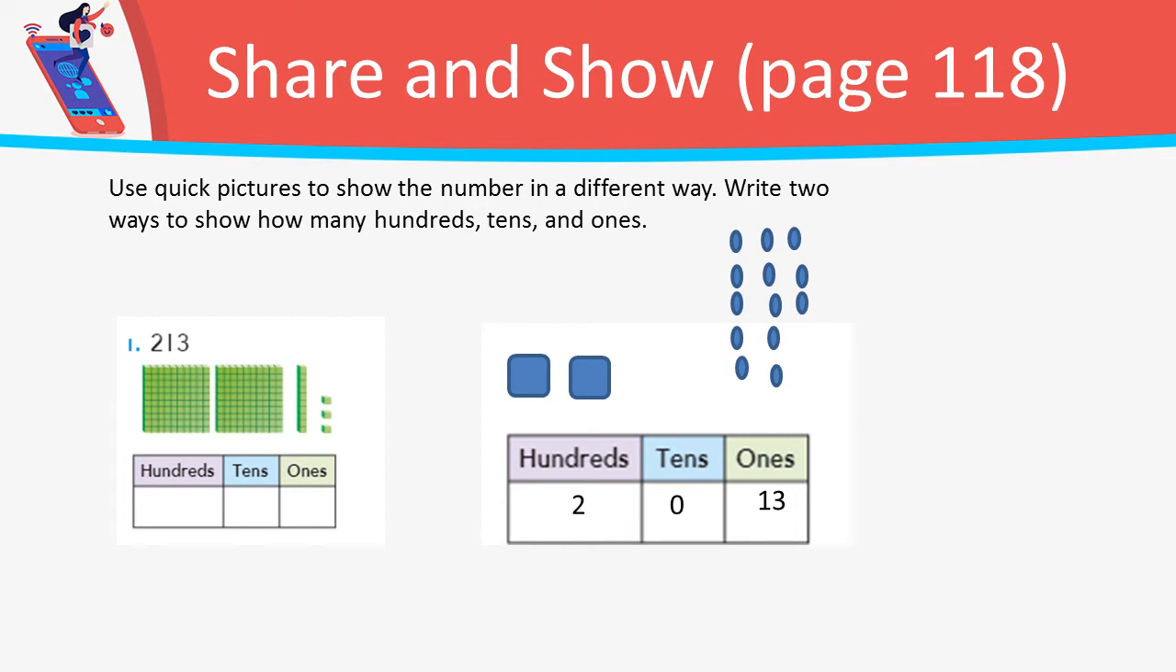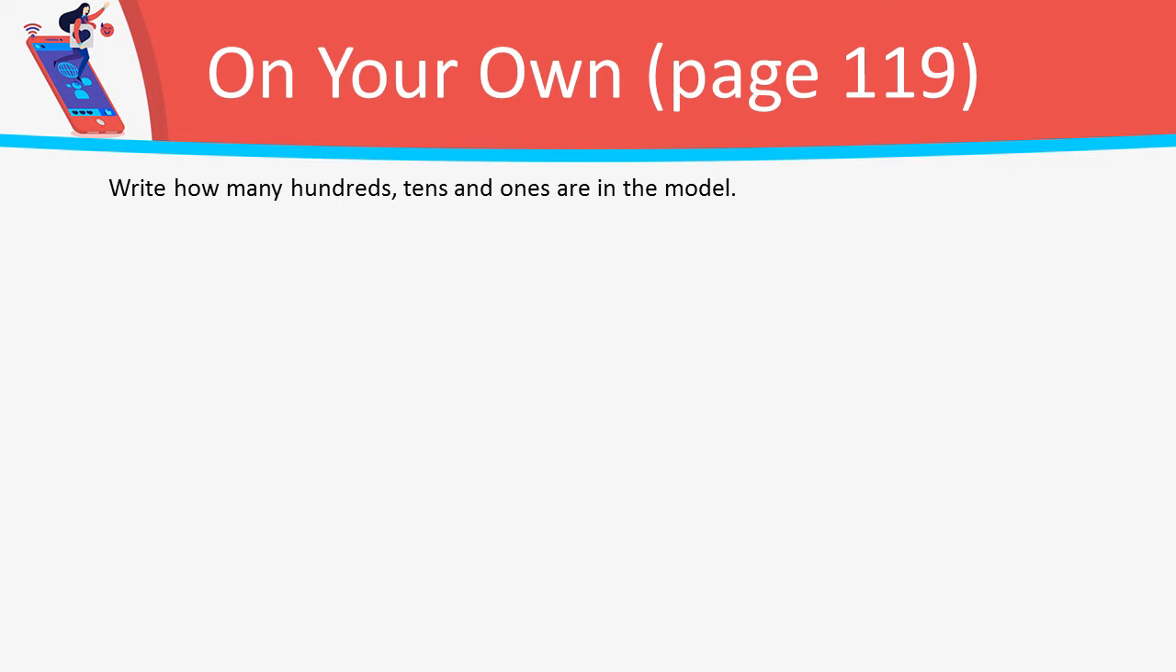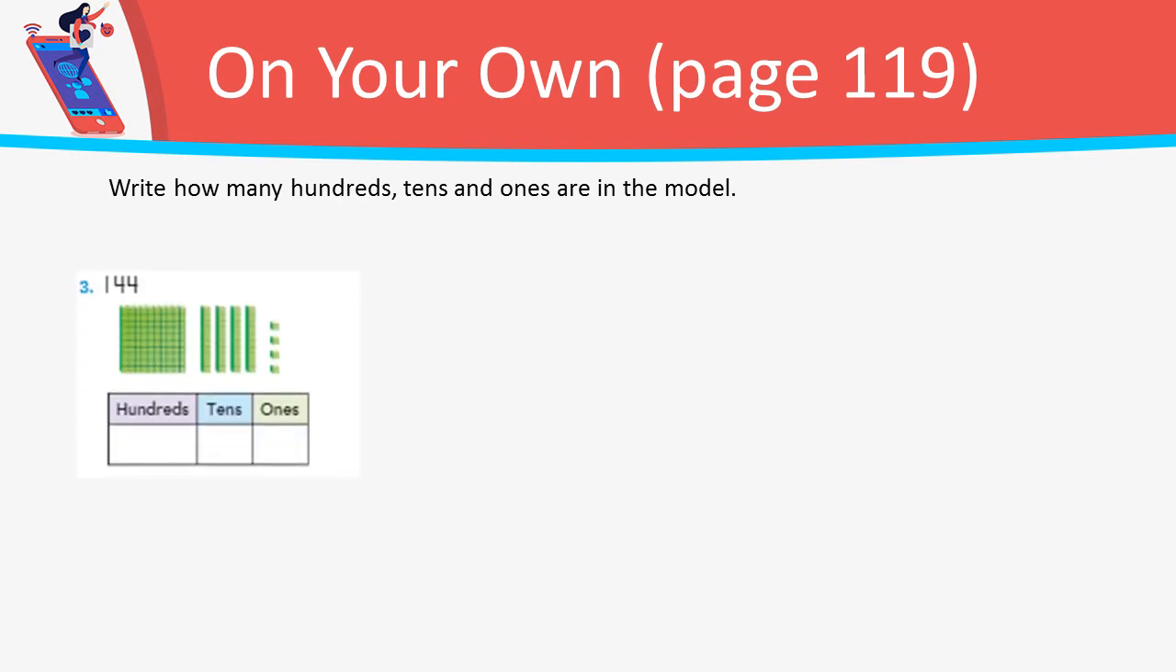So isn't that easy? We are just playing with numbers. I told you this in class many times, that if you play with numbers, you'll really enjoy math. Now looking at this and looking at the model that I showed you before, you're free to pause the video to understand it better. I would like you to attempt on your own, which is on page 119. Write how many hundreds, tens and ones are in the model. I would like you to try this on your own.